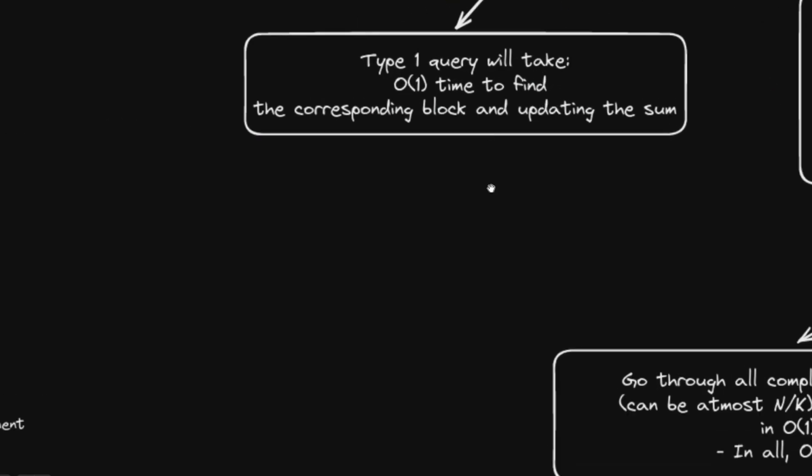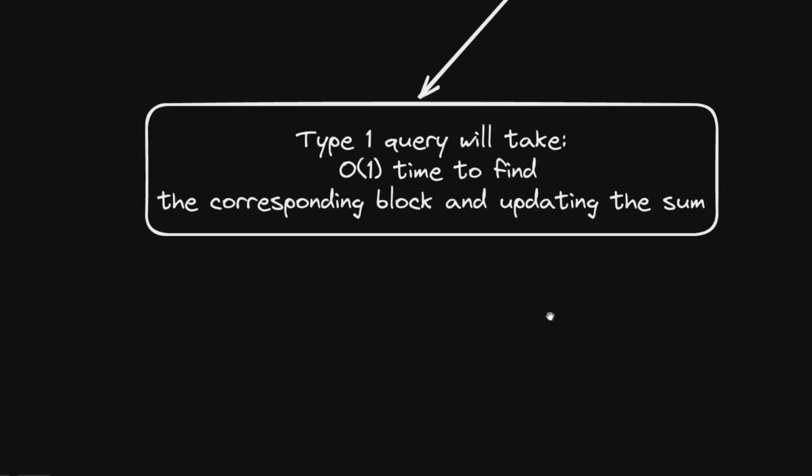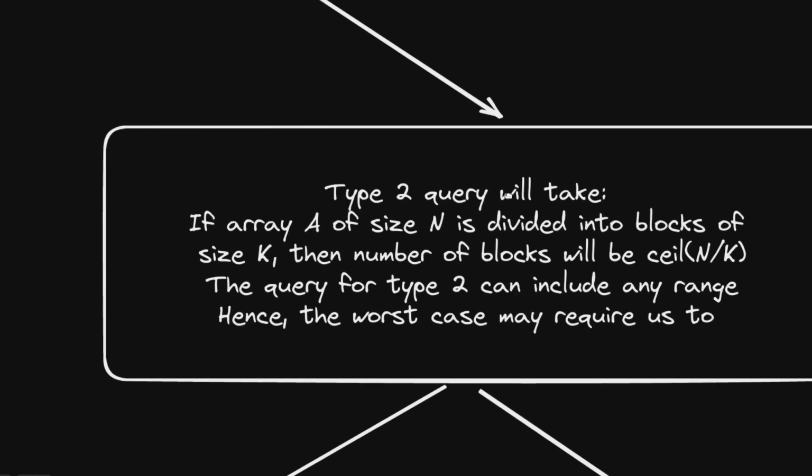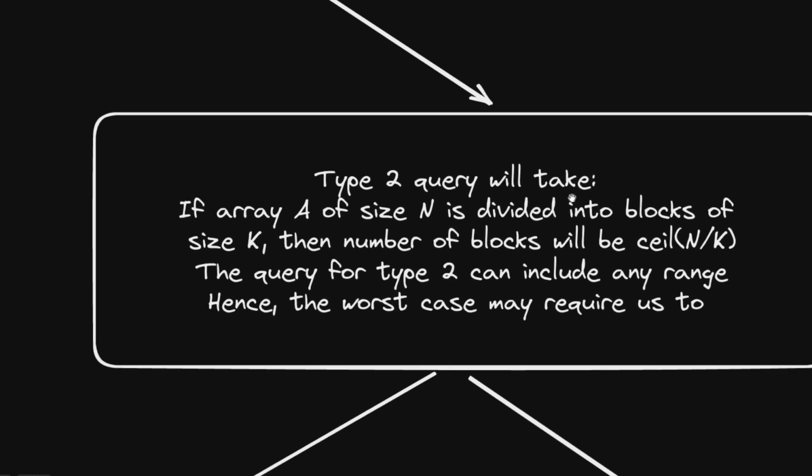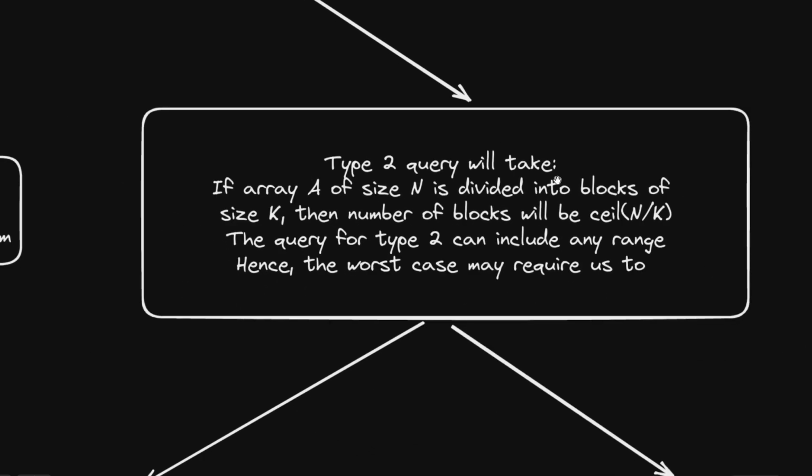And that operation will obviously take order one time, because we can find out which block it lies in constant time and update the sums in constant time as well. So first query is still order 1, no issues, same as the naive way. Now let's figure out what type 2 query will take.